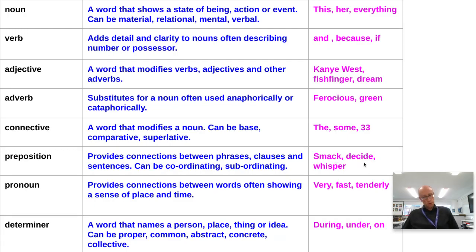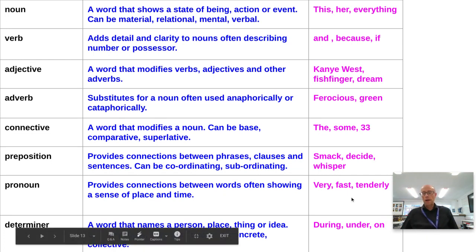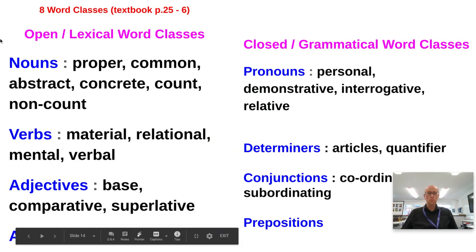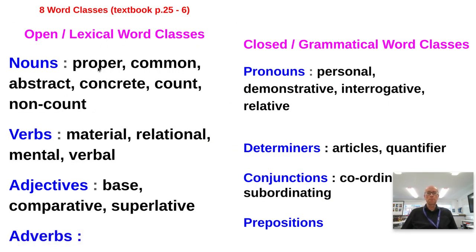We've got decide, which is a mental verb, and we've got whisper, which is a verbal verb, which I always do in a Liverpudlian accent for no apparently good reason. We've got very, fast, and tenderly, which are different forms of adverbs, more about them in a minute. And then we've got during, under, and on, which are all prepositions. Okay. You can differentiate between open lexical word classes and closed grammatical word classes.